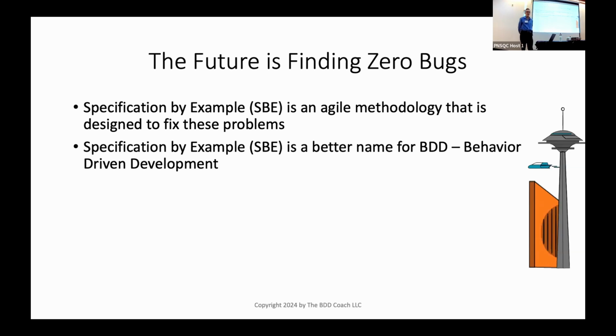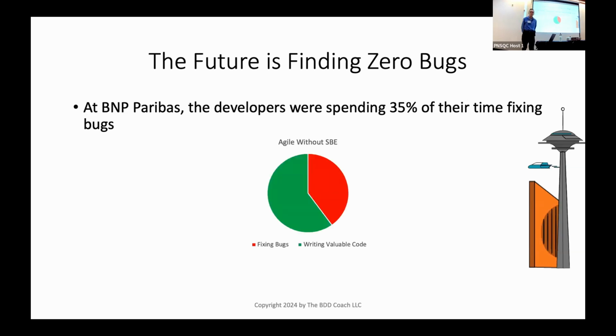And before you tell me that I am smoking really good stuff, let's look at what SBE has been documented to do. BNP Paribas is a large French multinational bank. They had a good, solid, agile development methodology, and they had really good metrics of what their developers spent their time doing. That's why I like this case study, because you can find it easily online. They had really good metrics, which none of my clients ever have. And I had nothing to do with this. So they were spending 35% of their time fixing bugs, which I think is very typical. 30 to 40% of a development team's time is spent fixing defects.